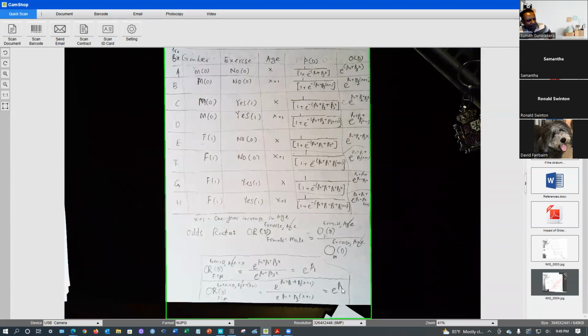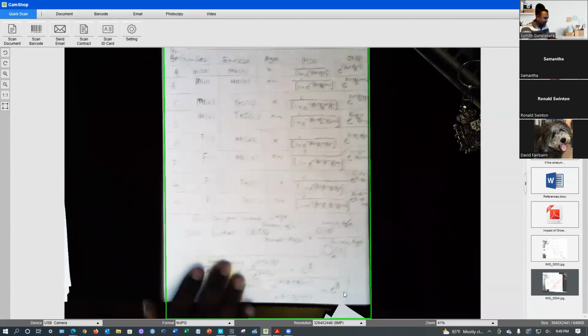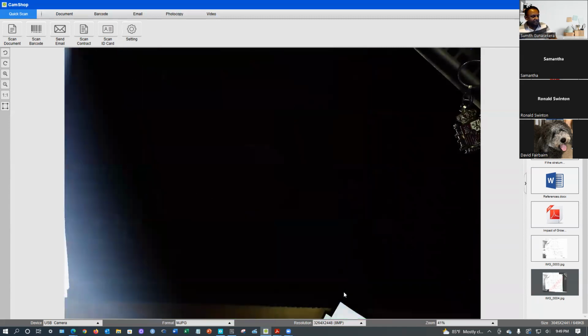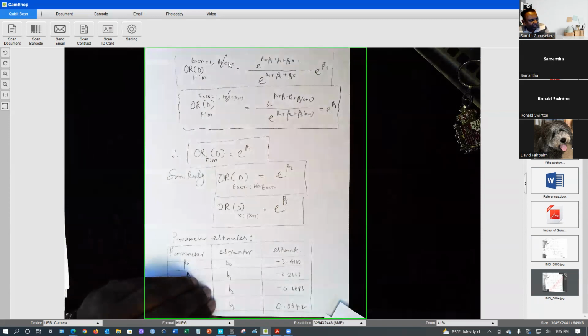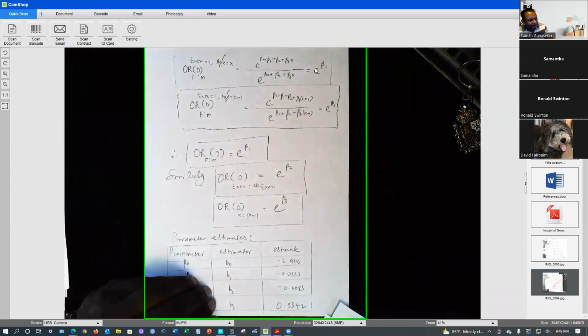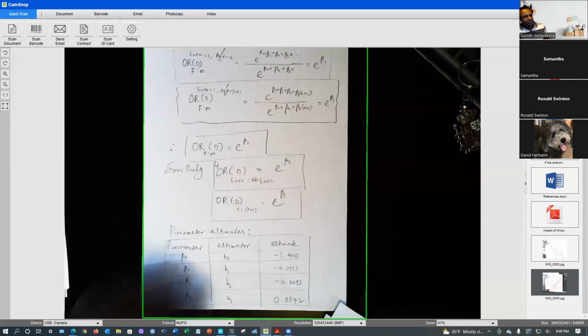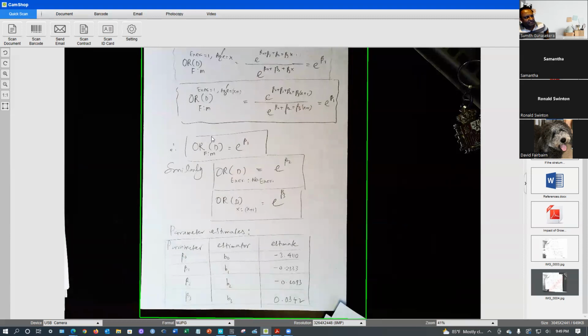You get, again, e to the beta naught, beta 1. If you do that one again by changing exercise 1, age x, you get that one. Exercise 1, age x plus 1, still the same. So bottom line, you don't have to worry about that constant. That's what I'm telling you. You're going to find that the odds ratio between female and male for this disease is nothing but the exponentiate of beta 1.